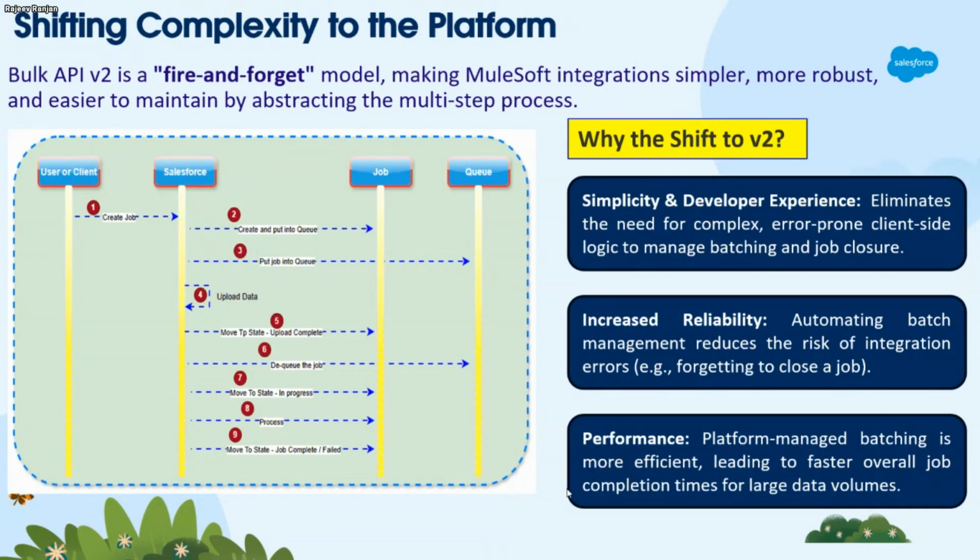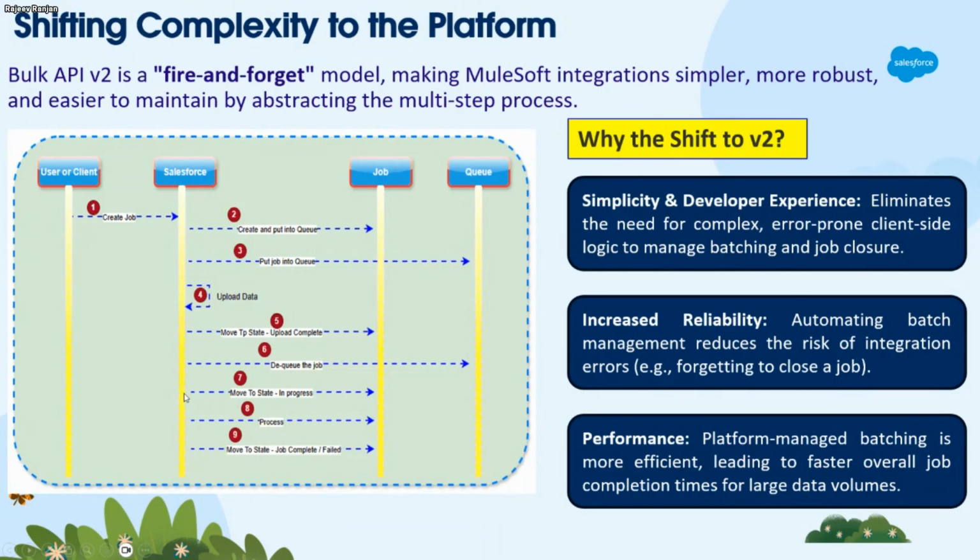No extra orchestration is required. Simply, what we have seen working in v2: the user sends the create job request to Salesforce. Since multiple jobs are running, Salesforce creates the job and puts it into the queue. Now we have uploaded the data, and Salesforce moves the job to the upload complete state. This is the dequeue of the job, meaning once the job upload is completed, it is dequeued from the queue.